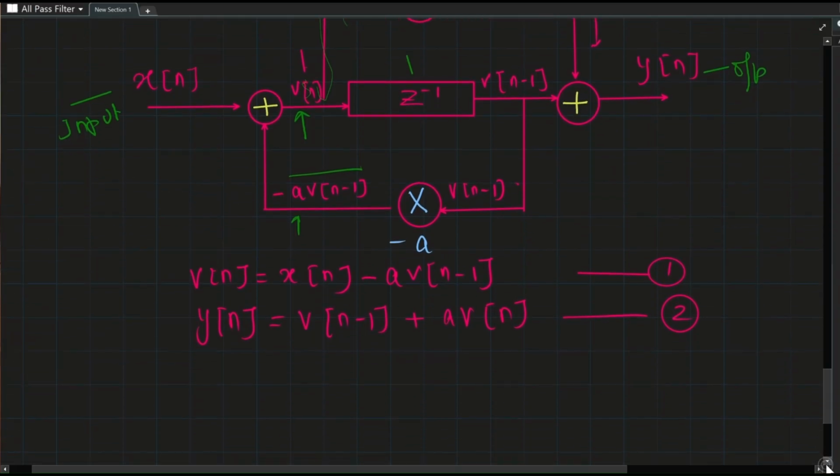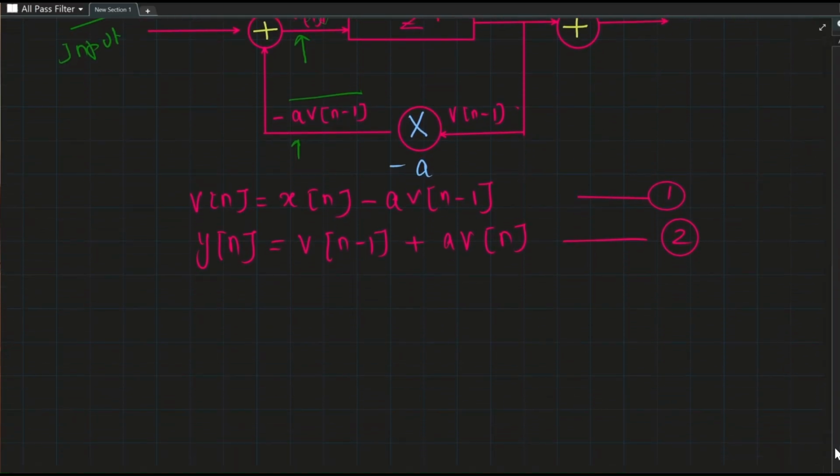And let's continue to simplify this. Now I'm going to extend this logic and take one step back. Firstly, I can see that I have Vn here, I have Vn here, and I have Vn here. So I can do a straight away substitution. Let's do that substitution.